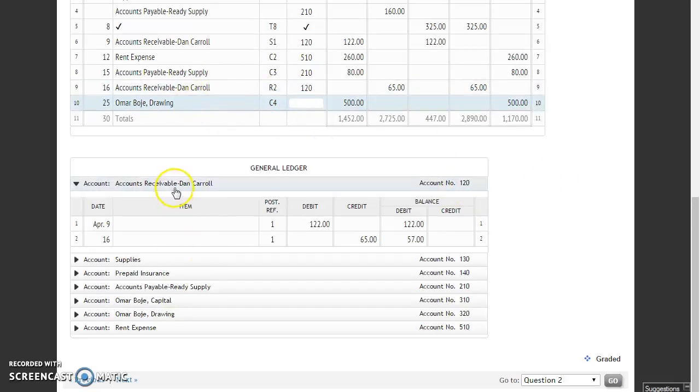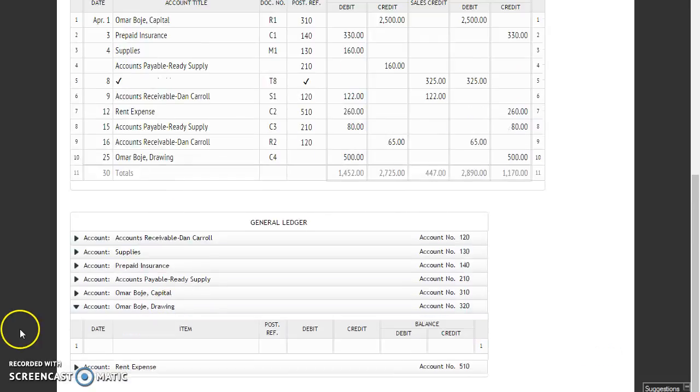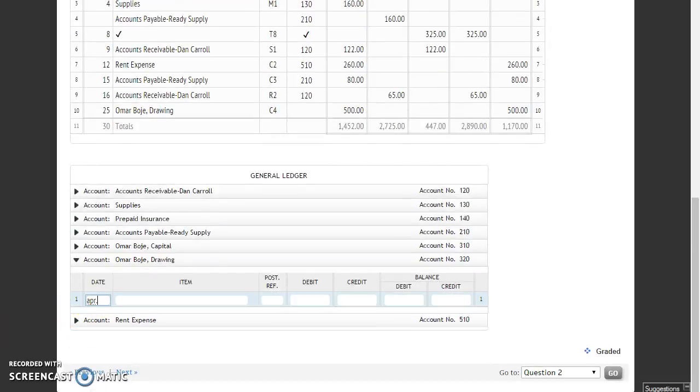All right, last one is for drawing. So, April 25. Sorry about the capitalization. Post reference 1. We have a debit taking place here of $500. Now, normal balance for drawing is debit normal balance. We start off with 0. We have a debit taking place though. New balance, 500. Account 320 up top.